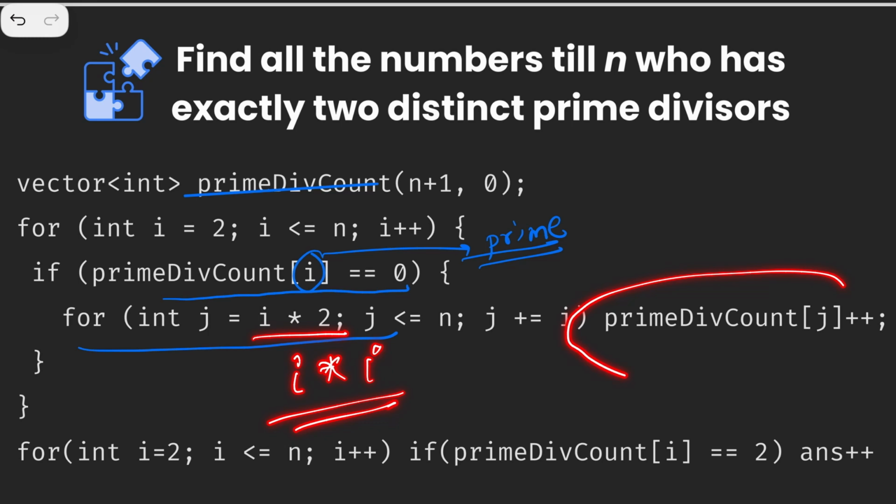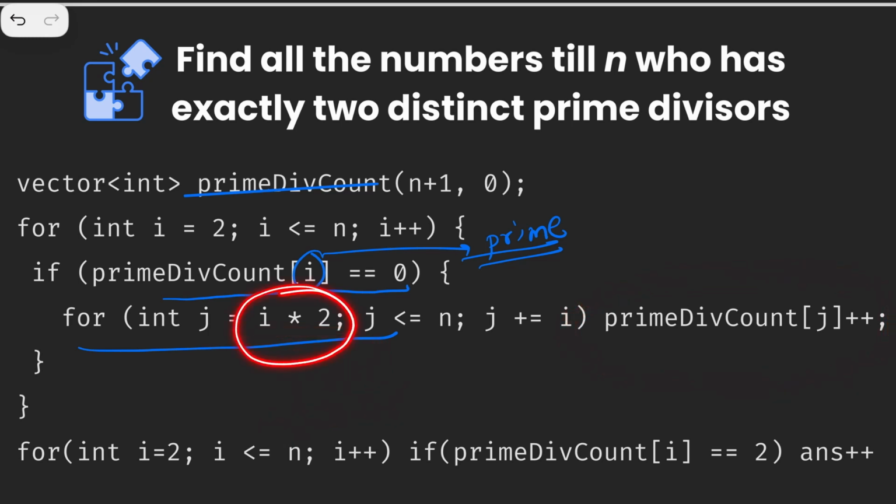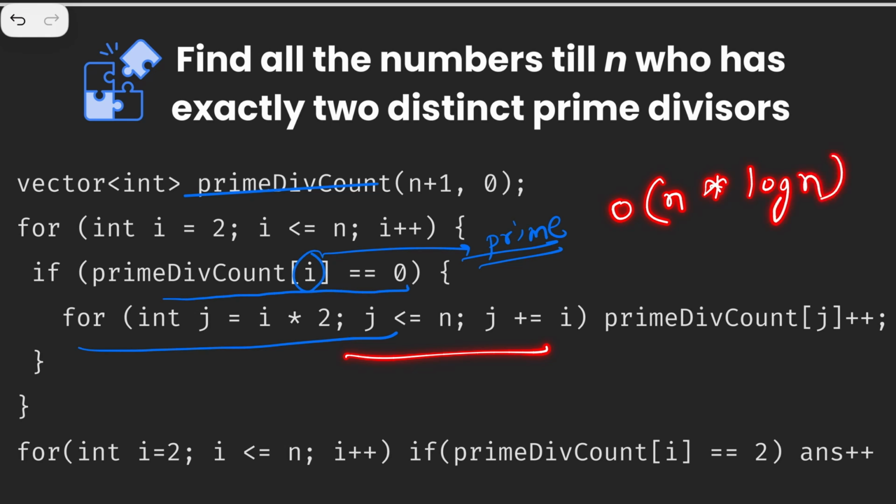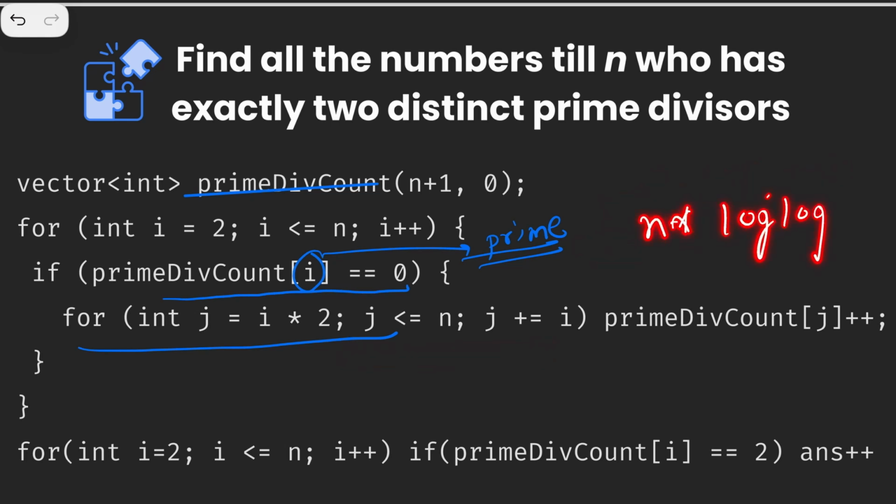Based on the requirement, what you are going to do inside this particular for loop, you will decide the starting point. So if you remove this if condition, our algorithm will have O of n into log n time complexity. To achieve n into log of log n time complexity, you need this particular check, so that the inner loop will be executed only for the prime numbers, not for the composite numbers.